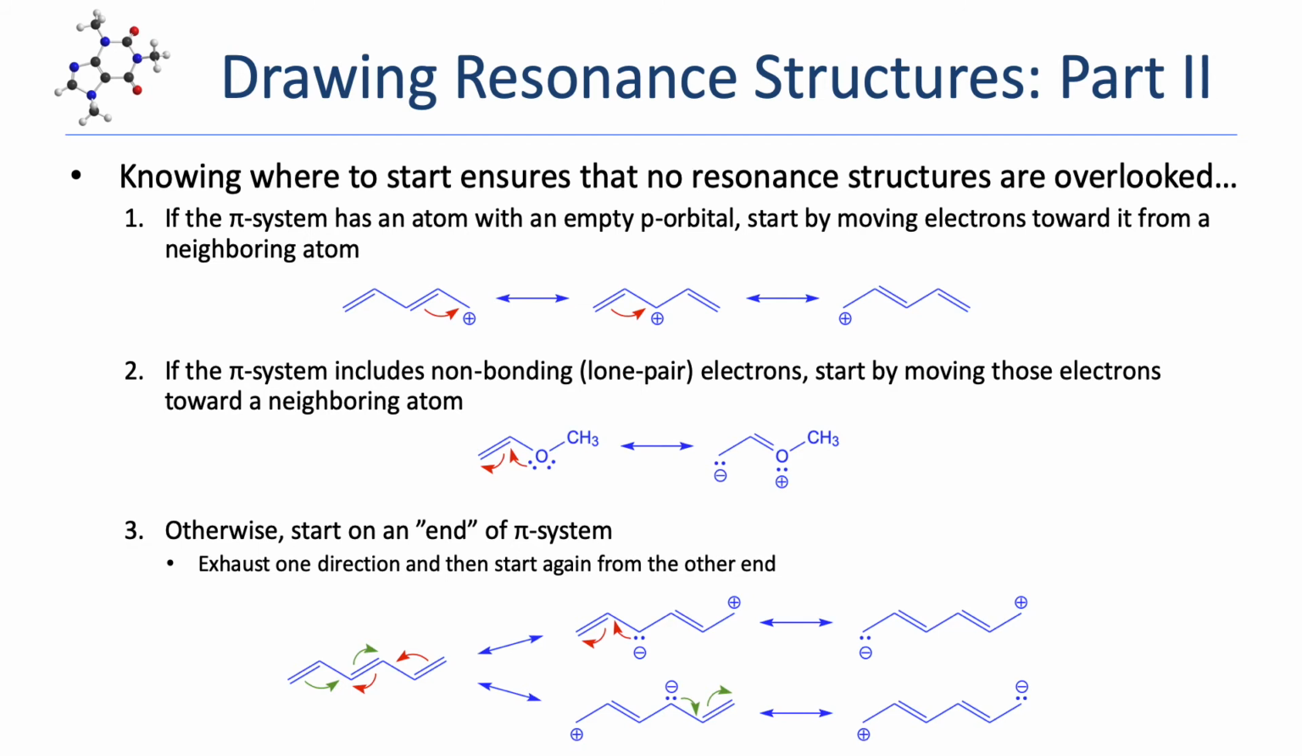So in cases where the molecule doesn't have an empty p orbital and doesn't have a lone pair as part of the pi system, your last resort is to simply start on one end of the pi system.